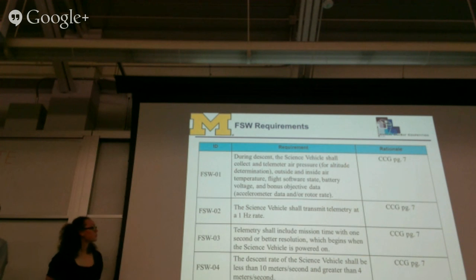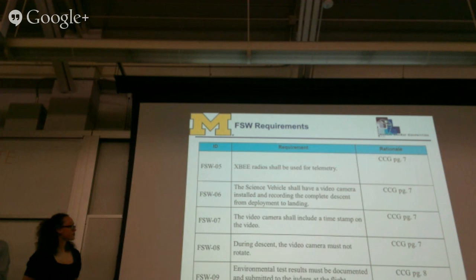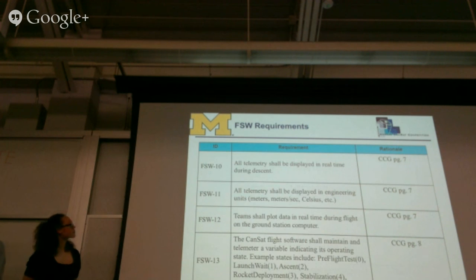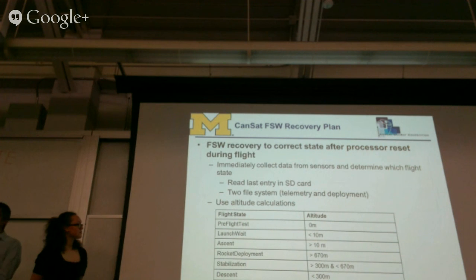These are the requirements that we have for flight software, the 2 biggest of which are that we have to gather data from the various sensors, and we have to maintain flight states based on what our sensors are telling us. Our flight software recovery plan is mainly based on altitude, accelerometer data, and also the deployment indicator. We're going to be storing our telemetry and whether the science vehicle was deployed on an SD card. And these are the criteria for flight state.